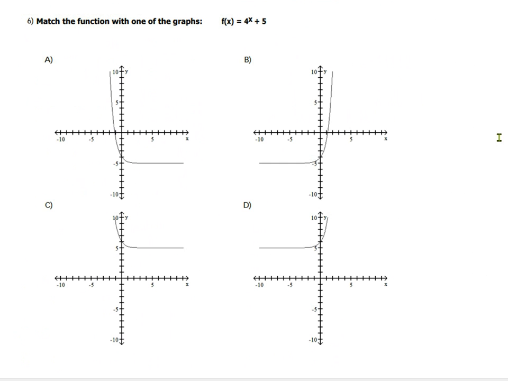Okay, now this is 4 to the x plus 5. Now keep in mind that the basic function would be this right here. And those functions look like this. This is an exponential. So it's going to run along, cross at 1, and run along the x-axis and then curve up like this. That's your basic f of x is equal to something to the x power.